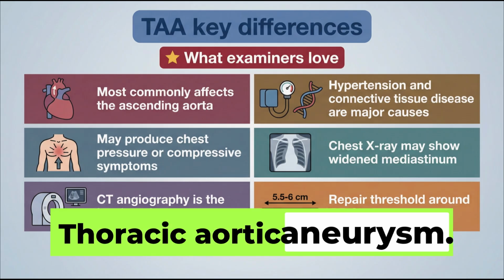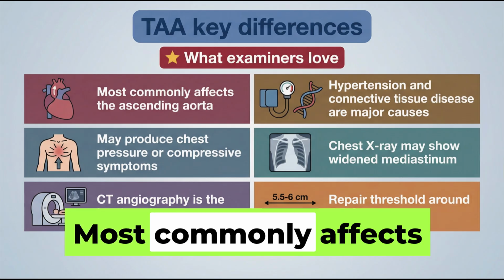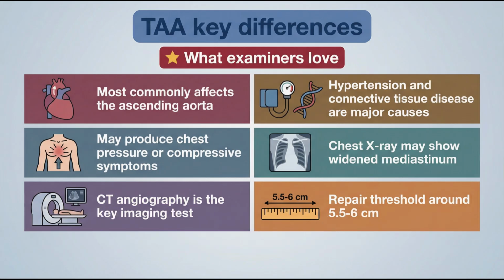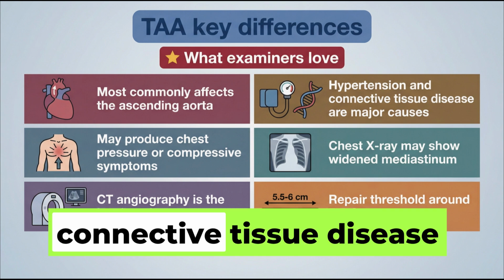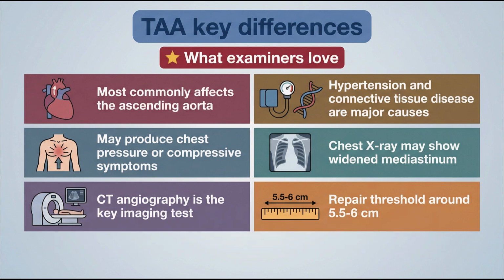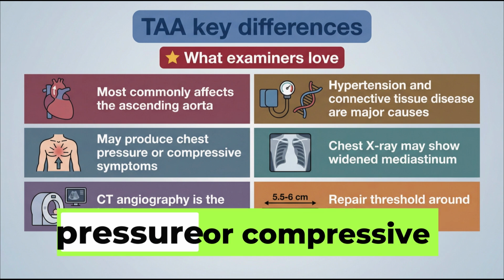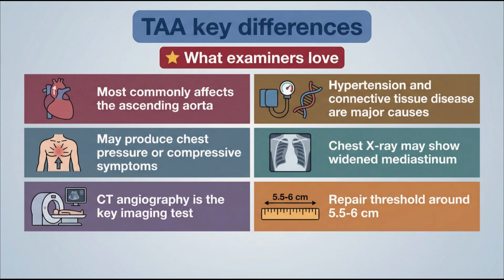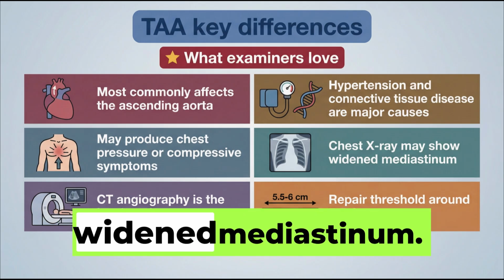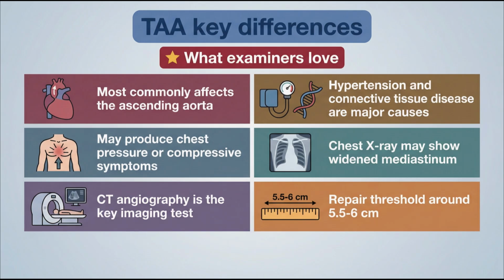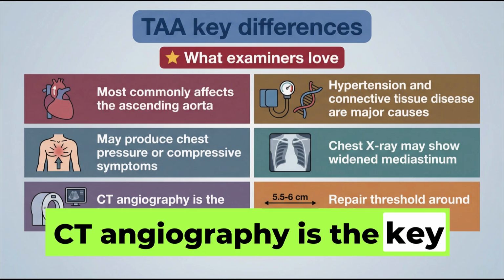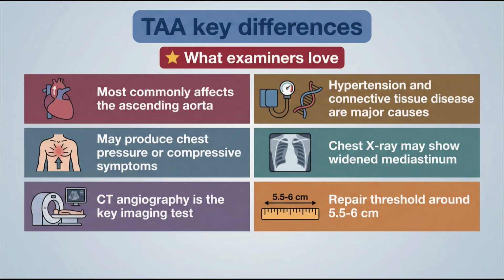Thoracic aortic aneurysm. Most commonly affects the ascending aorta. Hypertension and connective tissue disease are major causes. May produce chest pressure or compressive symptoms. Chest X-ray may show a widened mediastinum. CT angiography is the key imaging test. Repair threshold around 5.5 to 6 centimeters.